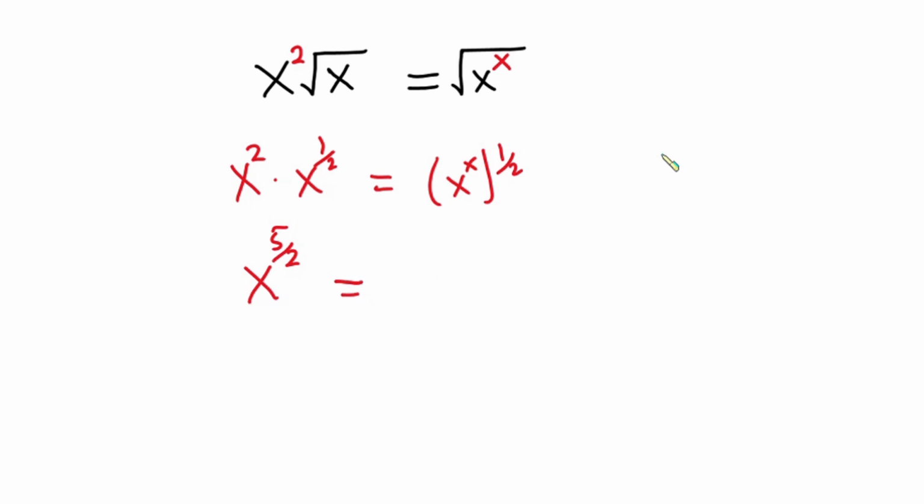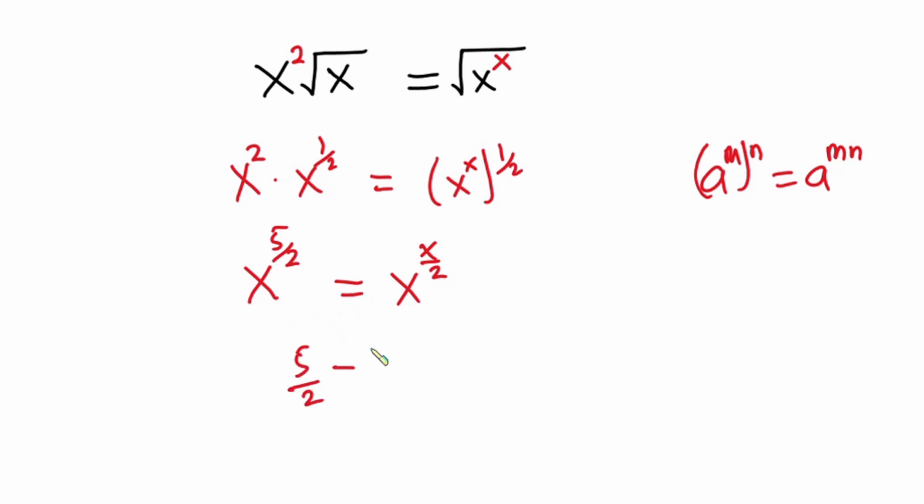And this is equal to, now from indices, if you have a to the power m, all to the power n, this is the same as a to the power mn, okay? So we can just multiply the exponents. So we have x to the power x on 2, all right? One approach that everybody knows is that if the bases are the same and then we have an equal sign between them, then we can easily equate the exponents, okay? So we have 5 on 2 is equal to x on 2, all right?